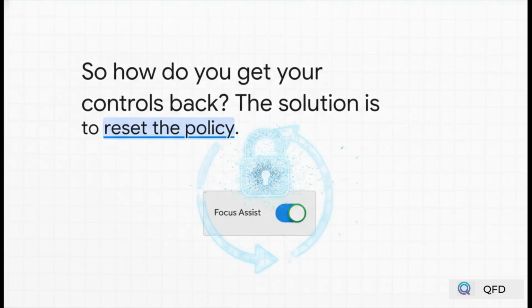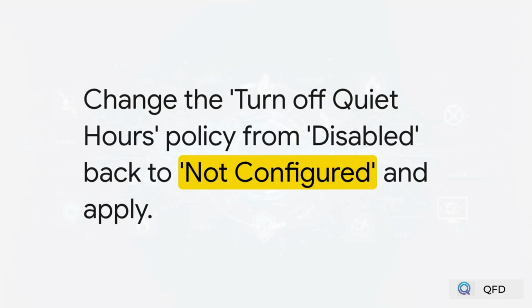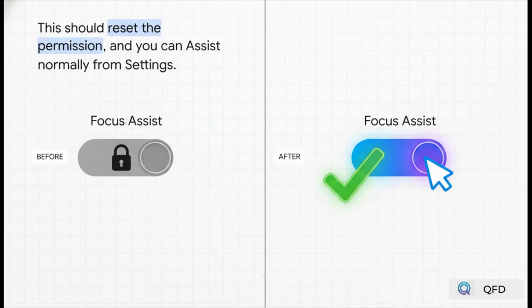So what if you want that control back? Simple. You just have to reset the policy. And here's how. Just set that policy back to not configured and apply. That does the trick. And just like that, you've got full control again right from your normal Windows settings.